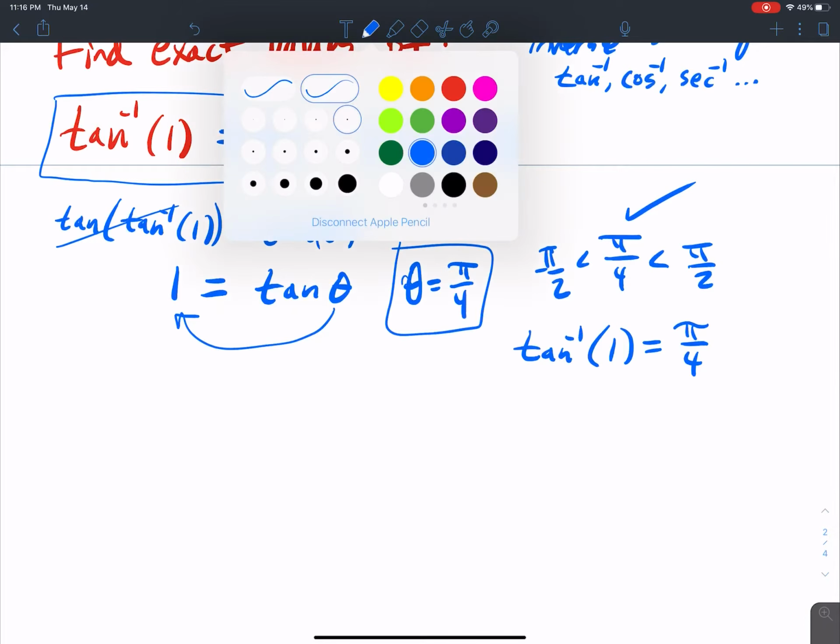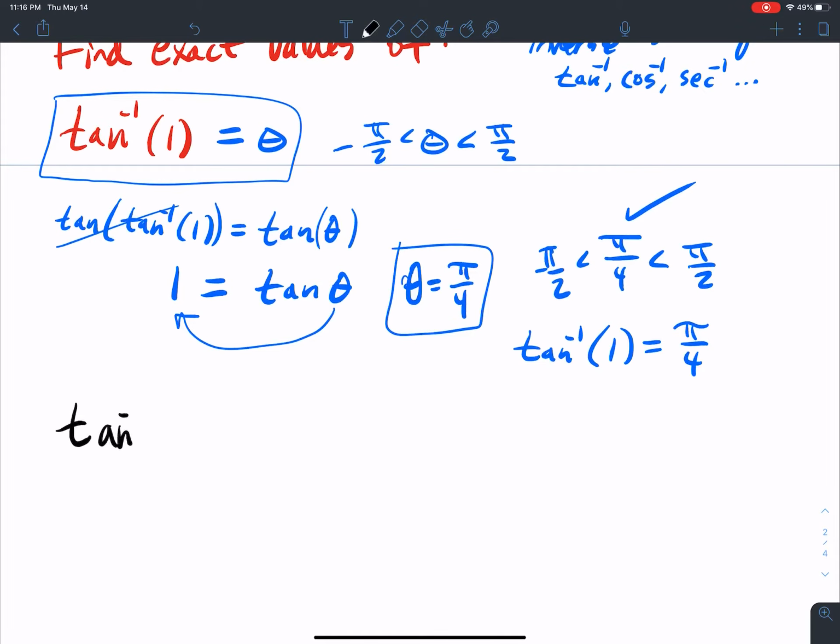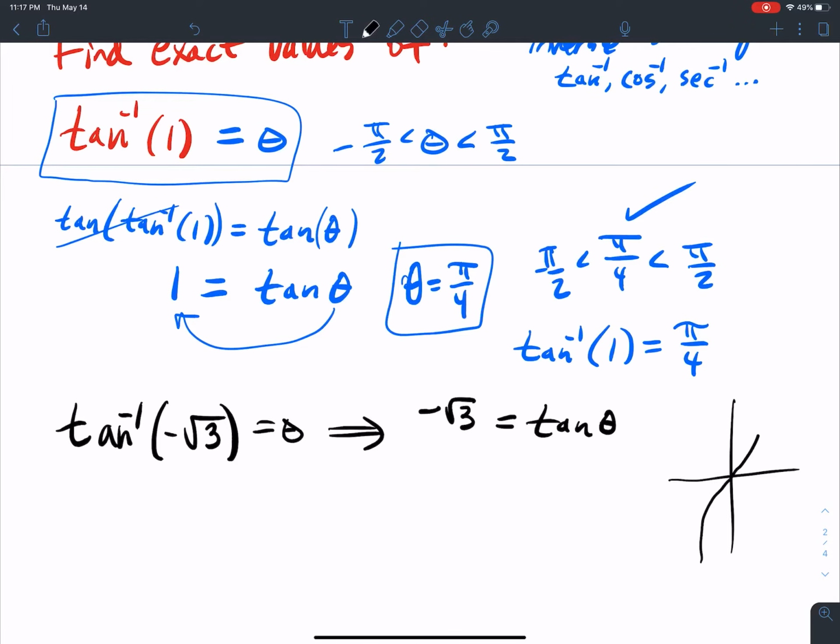Now, what about this one? Say I had tangent inverse of negative square root 3. Okay? Set it equal to theta. Let's run through the same game here. If I tangent both sides, I get negative square root 3 equals the tangent of theta. Now, how do I get negative square root 3? Well, if I'm looking at this graph here, if it's negative, then I know I'm going to be on this side somewhere. So it's some negative theta.